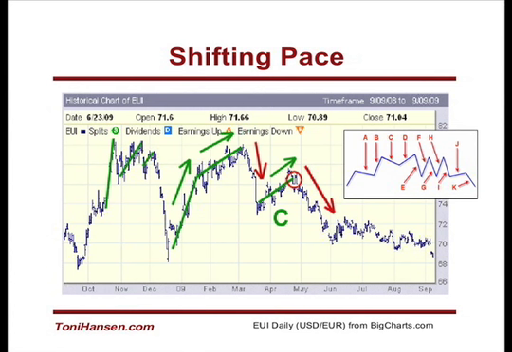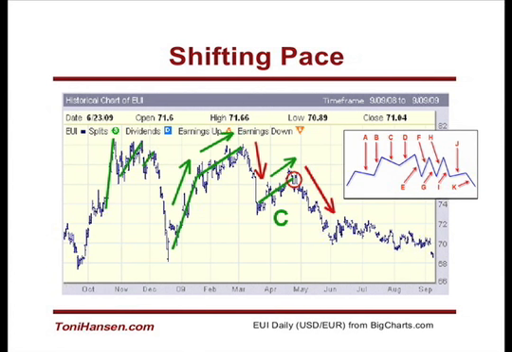Here's an example that shows you a little bit more clearly how momentum and the change in momentum can affect the outcome of a security. We're looking at the EUI, which is the US dollar-euro pair represented in the option. And this is a daily chart that goes back for, well, about a year or so. This chart was something I used in the last class I did for the ISE, where we were talking about these changes in momentum or shifting pace.